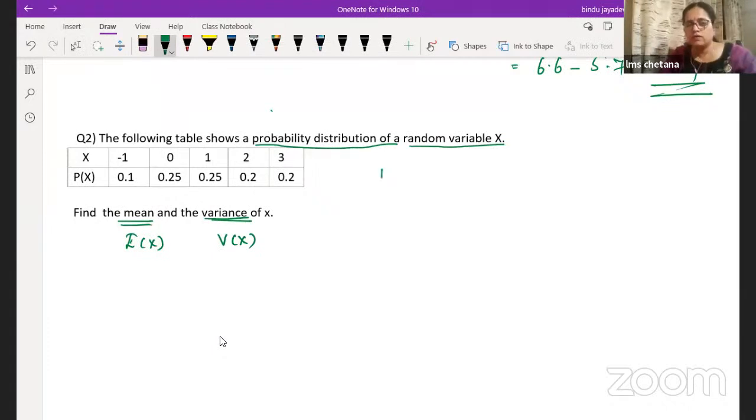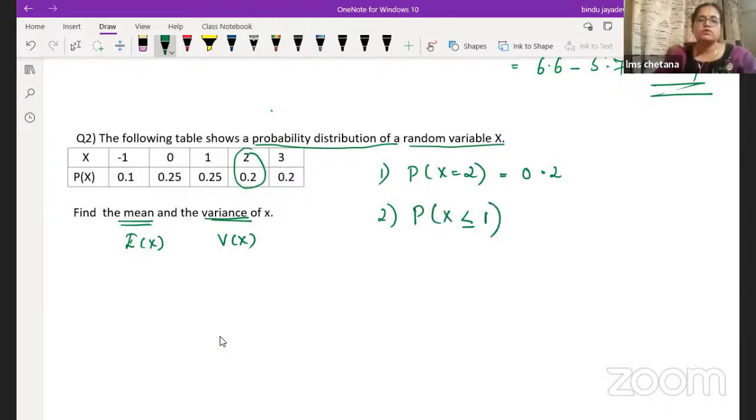See here, they can ask you what is the probability of 2 here. What is the probability of 2? Automatically, you can write the answer as 0.2. This question they won't ask, but I can tell you another question. See, they can ask you the probability of x less than or equal to 1. See, a question can be asked like this.